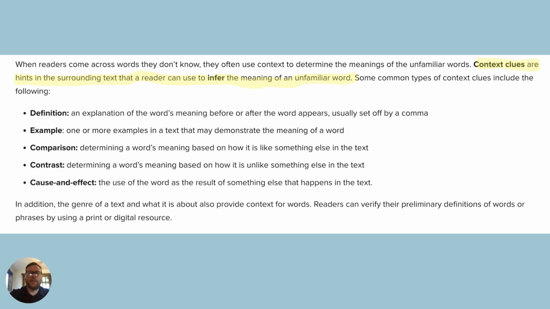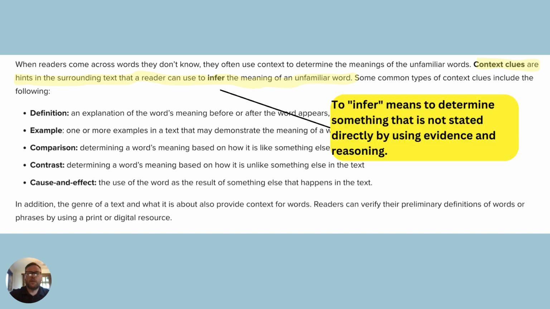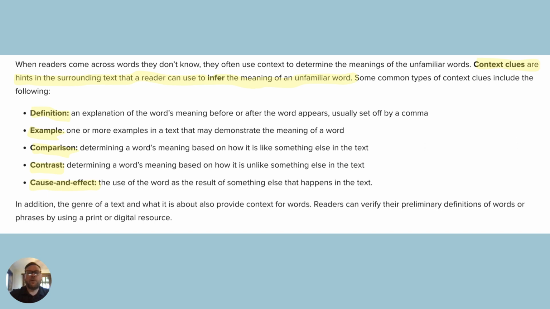Context clues are hints in the surrounding text that a reader can use to infer the meaning of unfamiliar words. If you're not familiar with the word infer, it means to determine something that is not directly stated by using evidence and reasoning. And here are the 5 types of context clues. Definition. When the author explains what the word means either right before or right after the word appears. This is usually set off from the word with commas. Example. When the author provides one or more examples in the text that help you figure out what the word means.